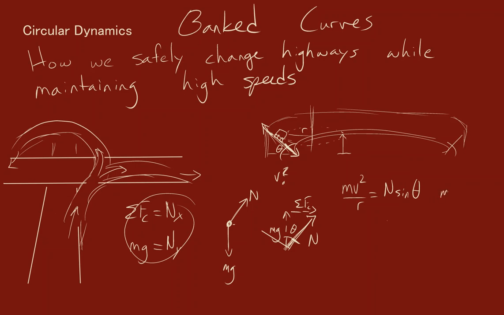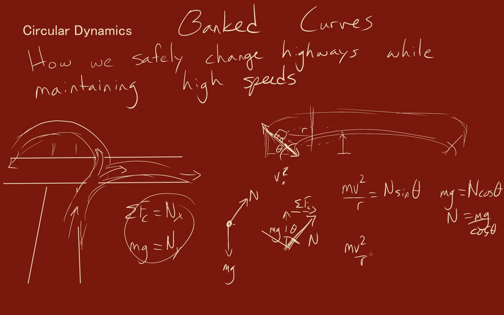And we have mg is equal to normal cosine theta. We don't know the normal force, and we can substitute if we want. Normal will be mg over cosine theta. So let's go back over here.